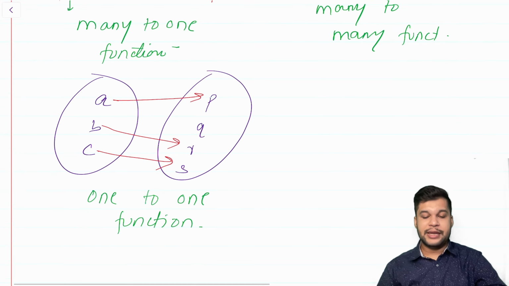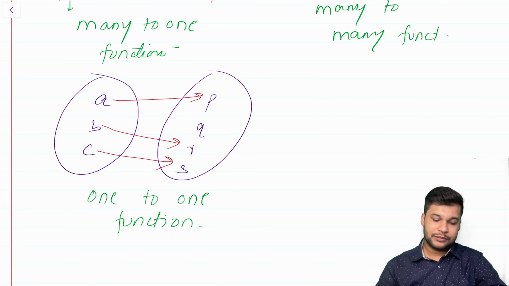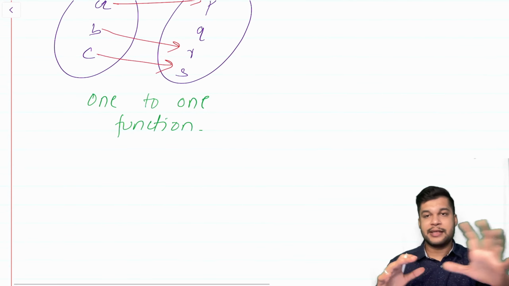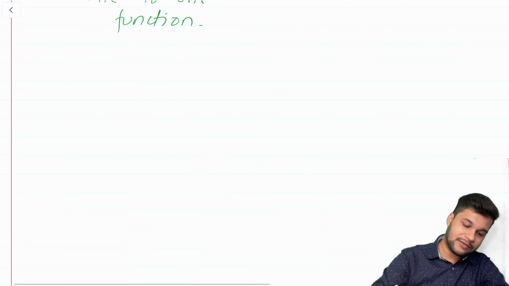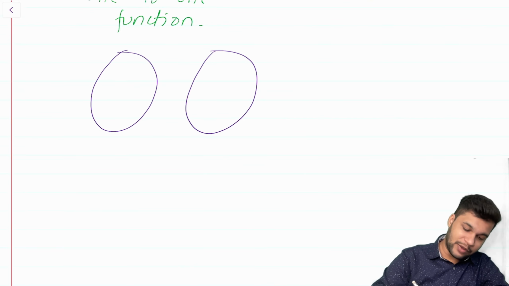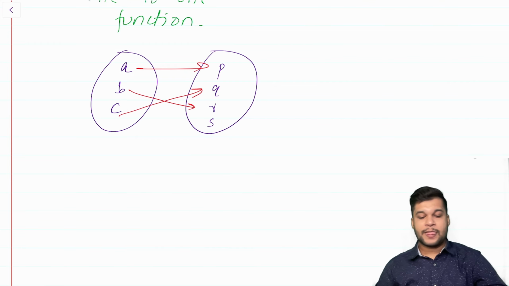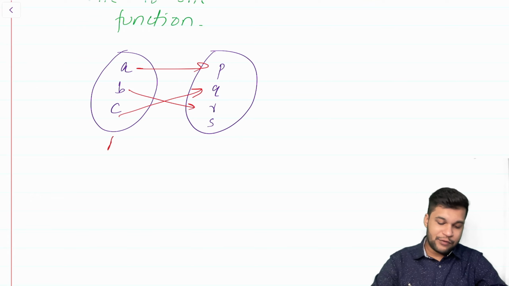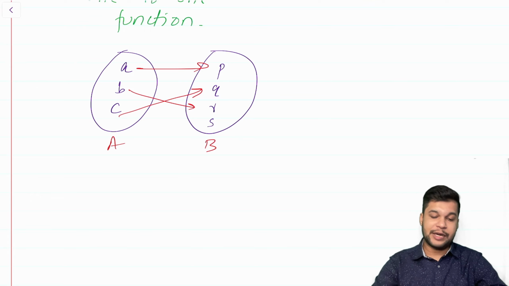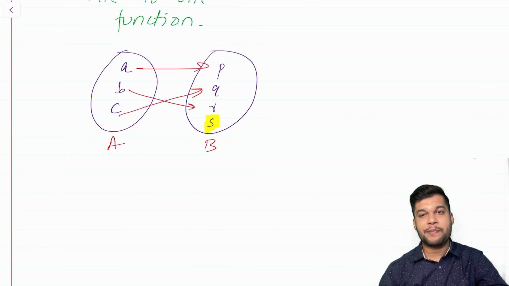Okay. Now there is something more interesting. Let's say you have a mapping something like this, where you have A, B, C, you have P, Q, R, S, and the mapping is done something like this. If you observe set B, S is not mapped with anything. So we call it an into function.